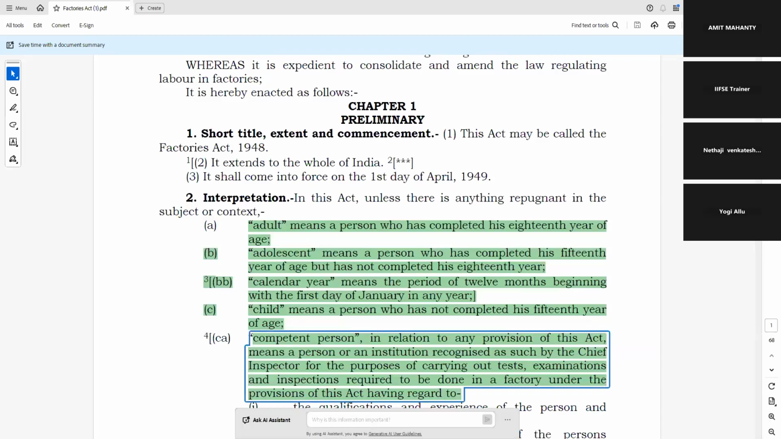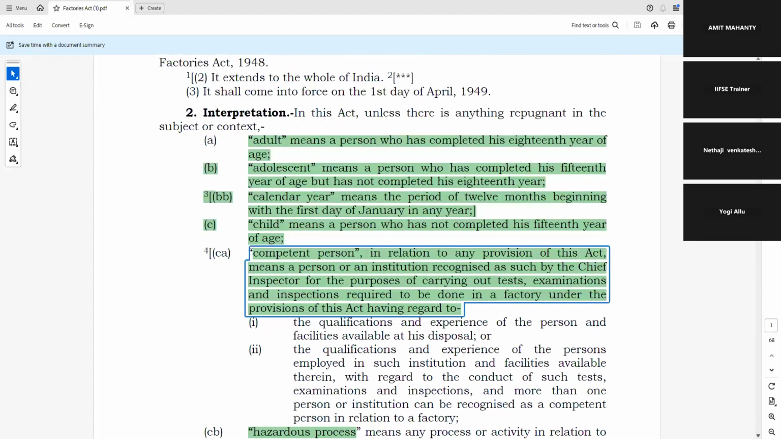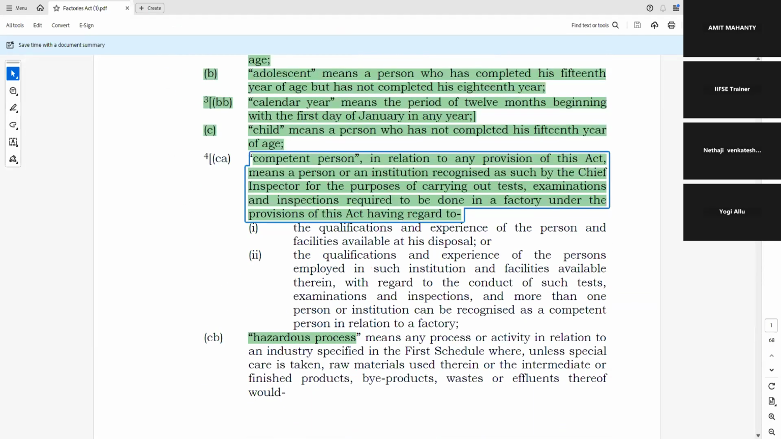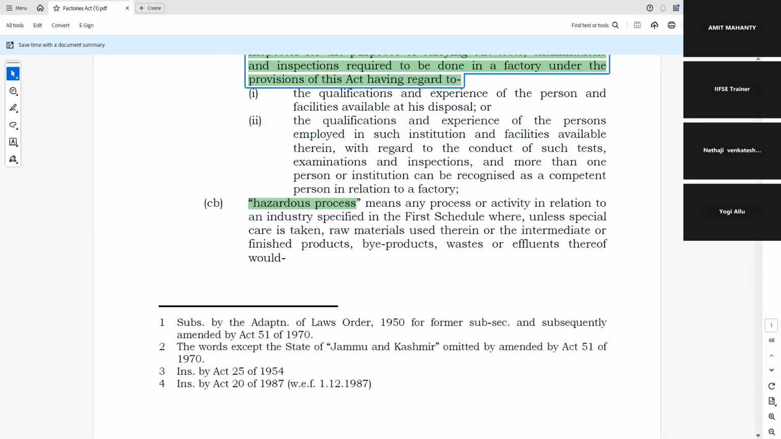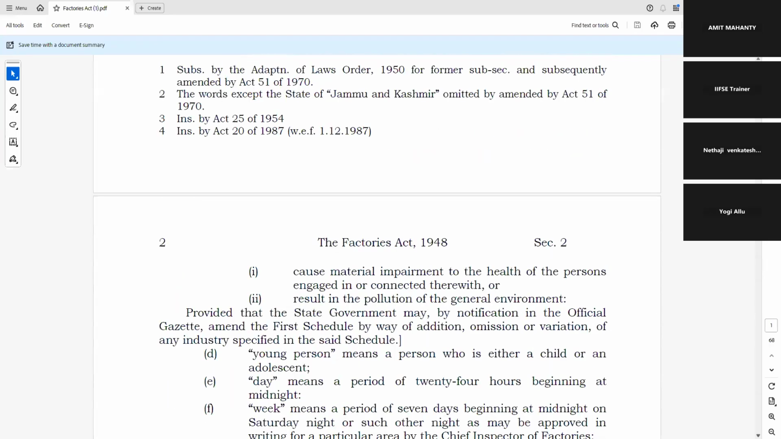Okay, thanks. We have seen competent person. When I say competent person, who is the competent person? Either a person or an institute recognized by the inspector of factories to do inspections, tests, and audits. And we have seen what is meant by hazardous process. When I say process, the processes which are specified in the first schedule of the Factories Act. Once we go through the chapters, then in the last we'll see the schedules.